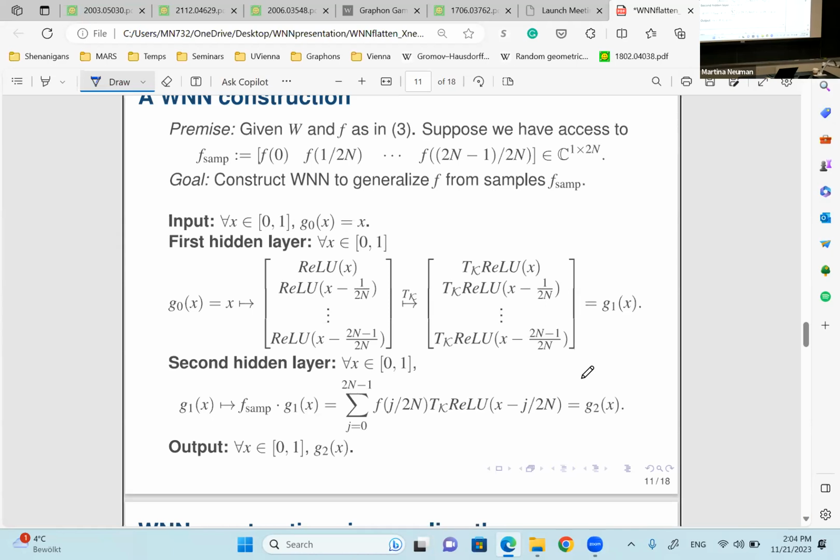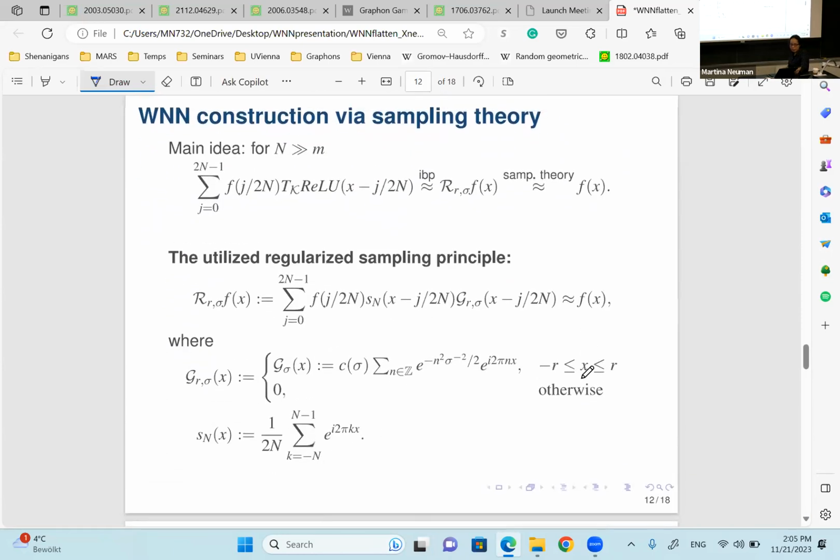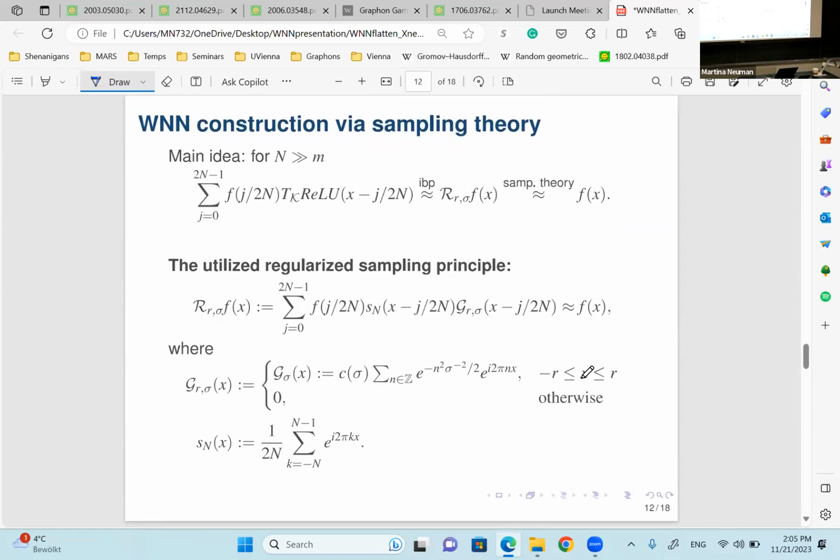And then at every point x, I'm going to take that vector and do a linear transformation, which is just a dot product with this row vector. Whatever output comes out is the output of my graphon neural network. As I promised, I have to show that the output closely approximates my graphon signal. The way I'm going to do that is to show that this is approximately my f of x, but I'm going to go through a middle guy. The middle guy here is R sub r sigma of f.